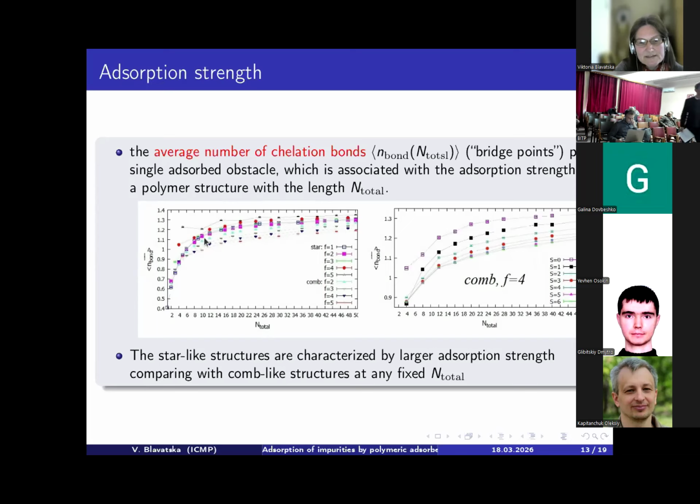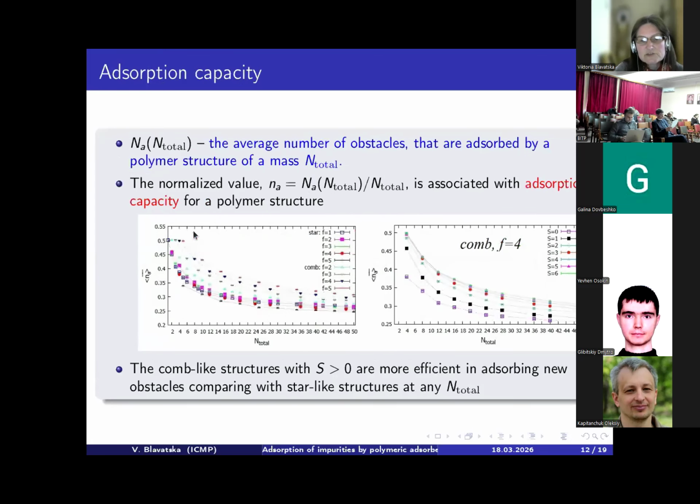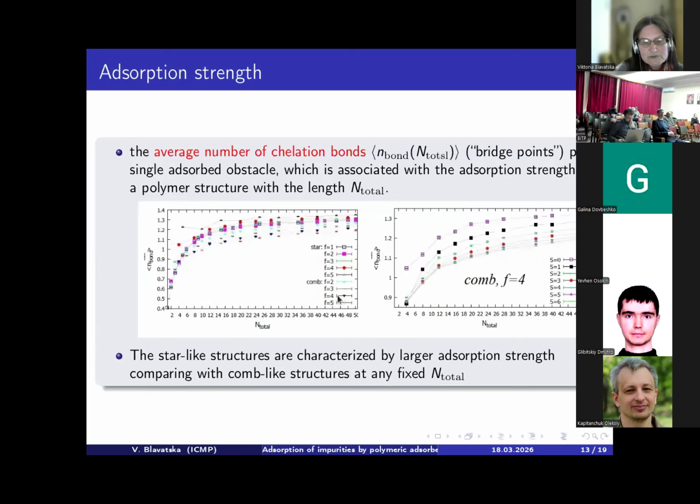What is interesting here is that the behavior is completely opposite to what it was when we considered adsorption capacity. While star structures were found to be the least efficient in catching the pollutant particles, on the contrary, star-like structures are found to be the most effective from the point of view of establishing this connection. The average number of chelation bonds is maximum for star-like structures and smallest for complex structures.